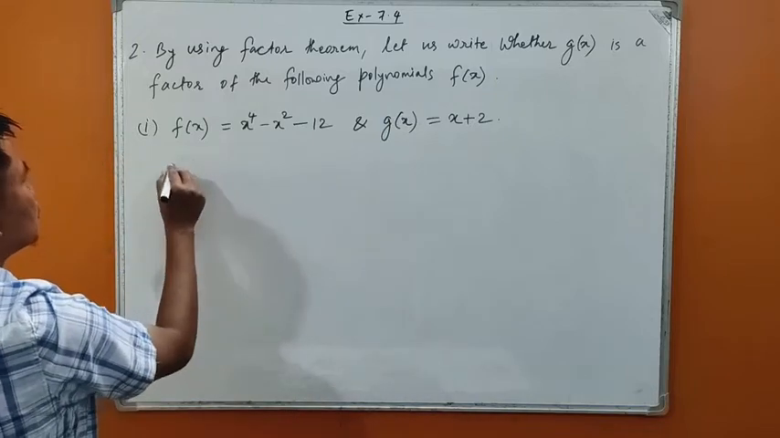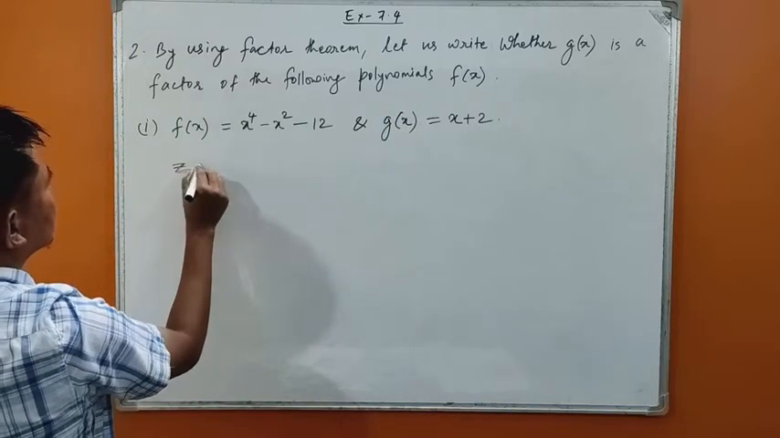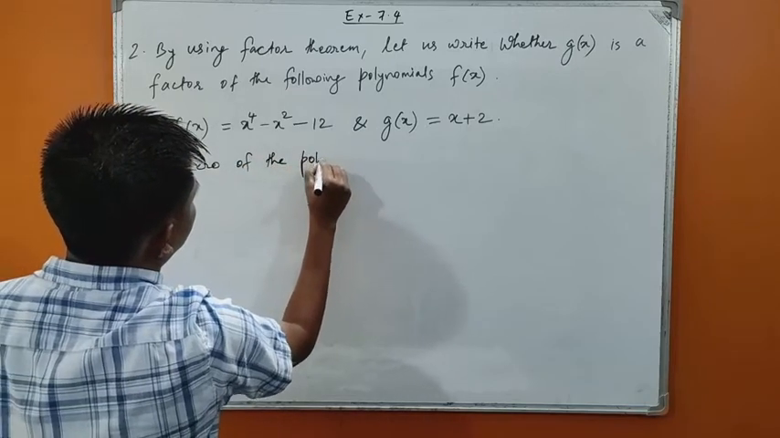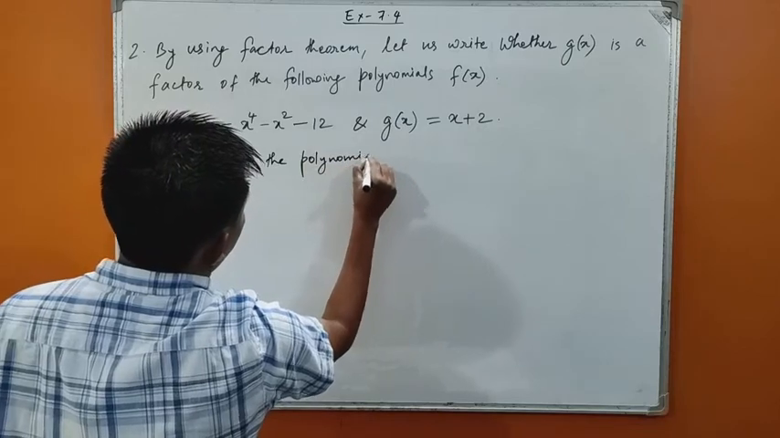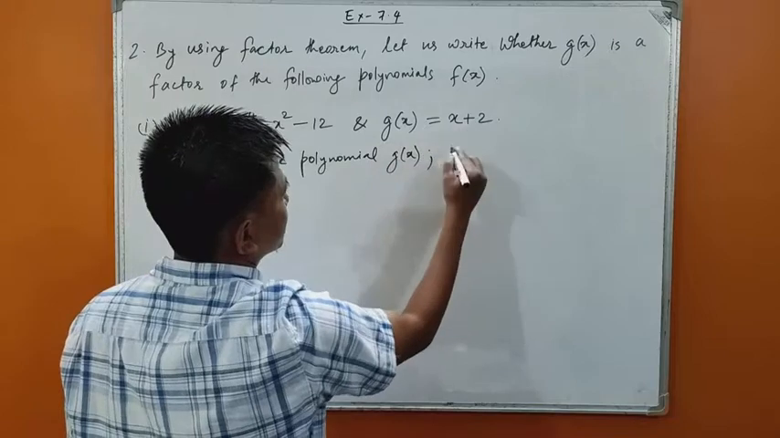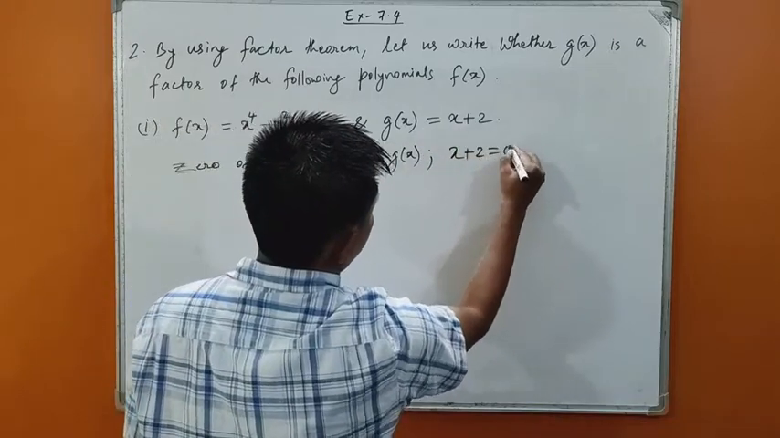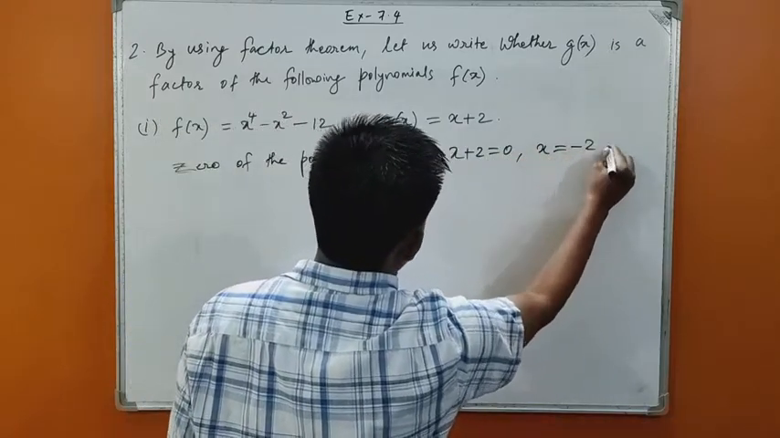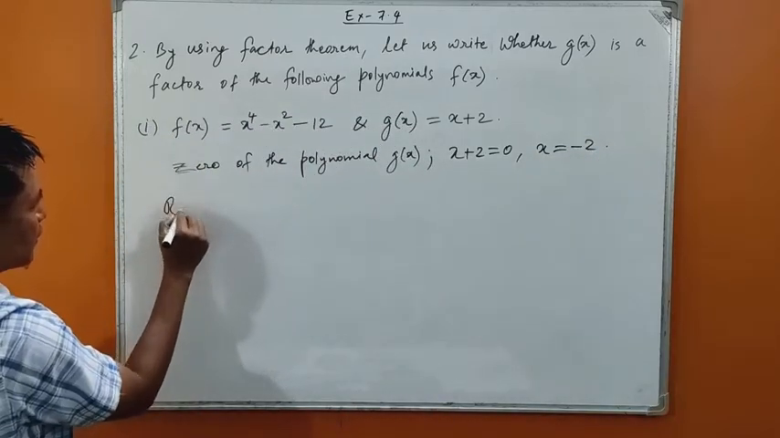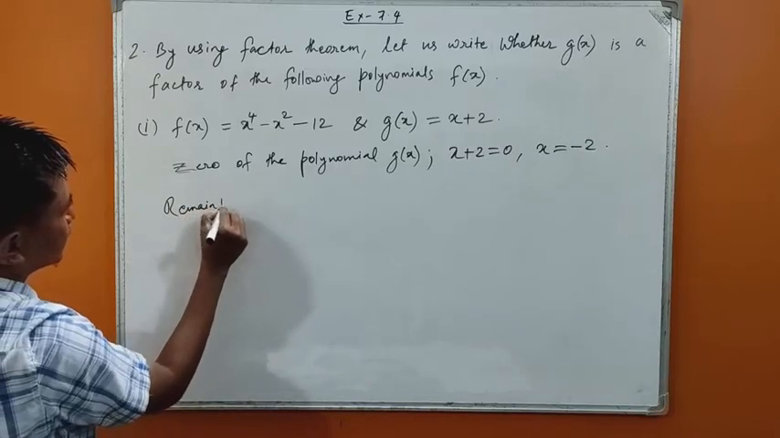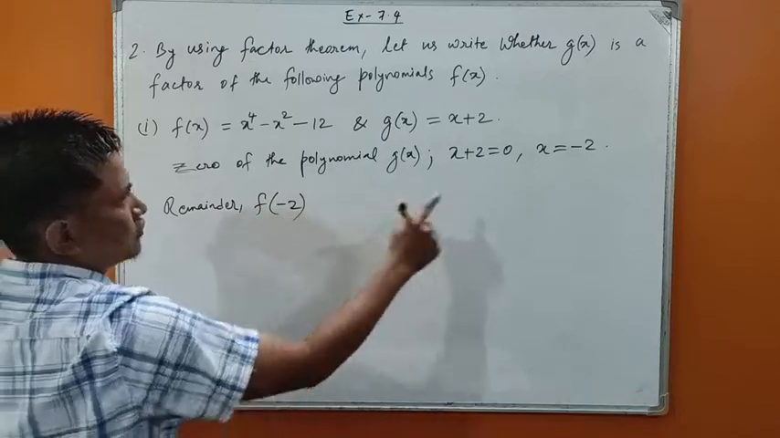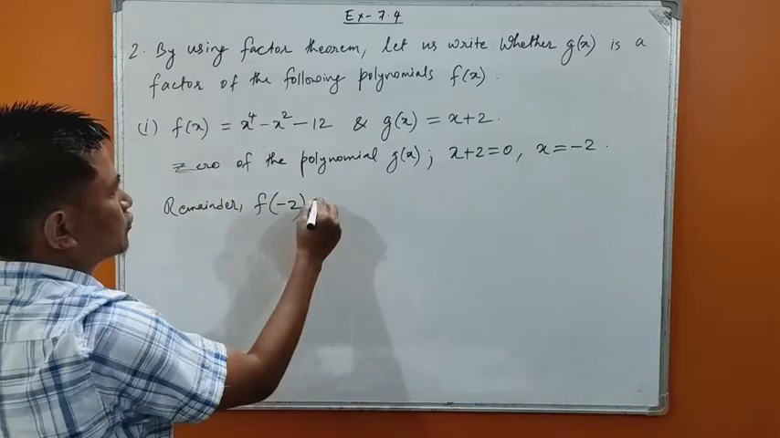Okay, now 0 of the polynomial gx means gx is this, isn't it? So x plus 2 equals to 0 or x equals to minus 2, isn't it? This means remainder will be f minus 2, isn't it? f minus 2, x is minus 2, f minus 2.